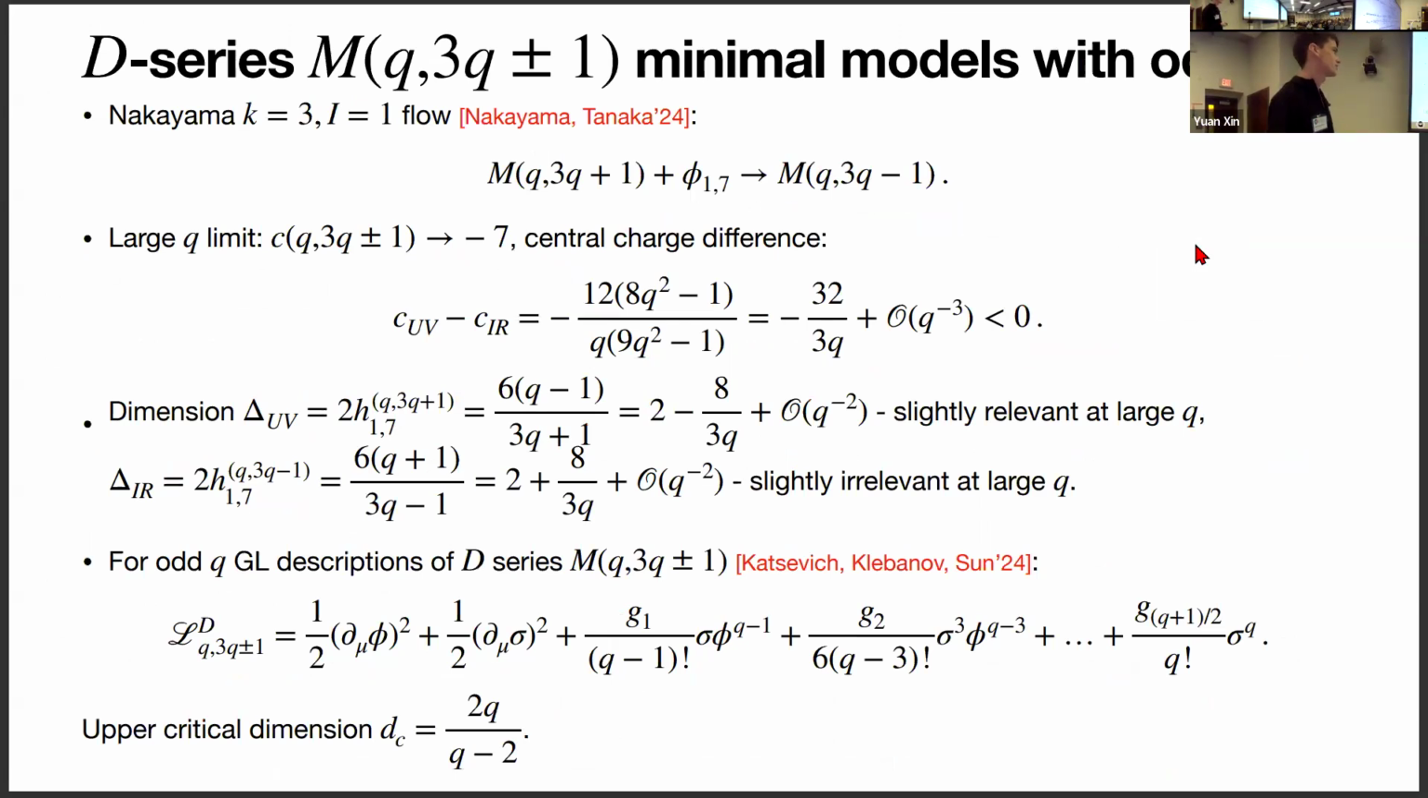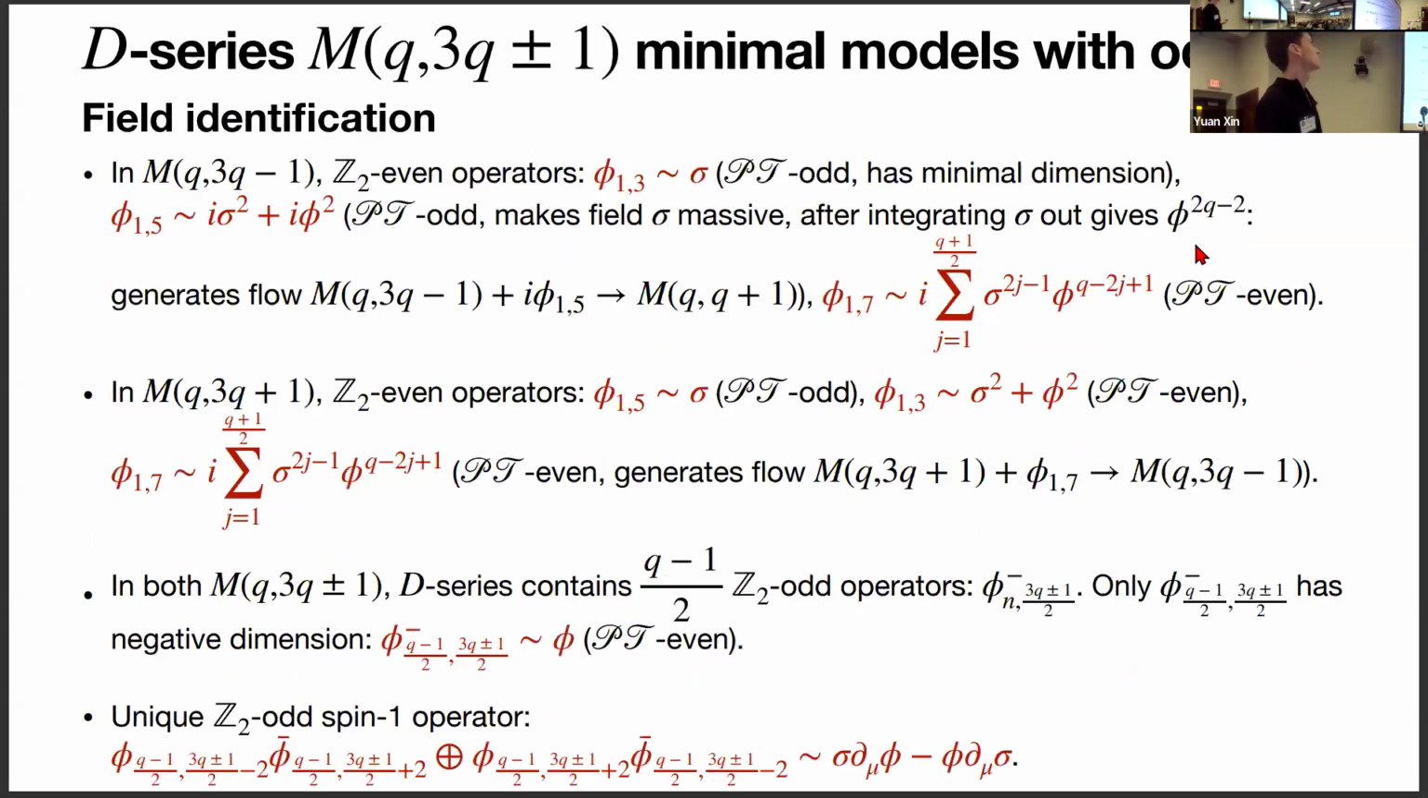The upper critical dimension of this series is 2Q over Q minus 2. Let me consider the field identification in this Ginzburg-Landau proposal. In M_{Q,3Q-1}, we have two even operators, for example phi_{5,3}. We're saying that phi_{5,3} is sigma, because it's PT odd and it has minimal dimension.